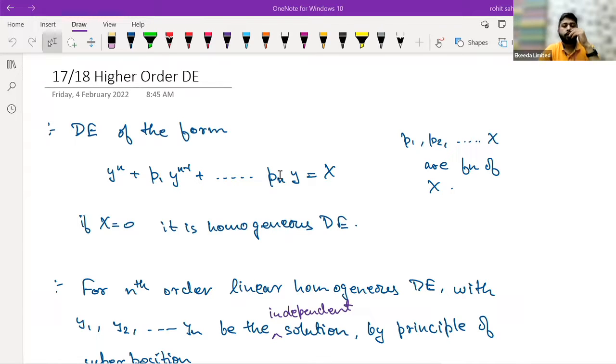So now, yesterday and the day before yesterday, we covered first order, linear and non-linear also. Today we'll move into higher order, second order and higher order also. We'll again be dealing in linear only, but it will be homogeneous and non-homogeneous both. Fine.